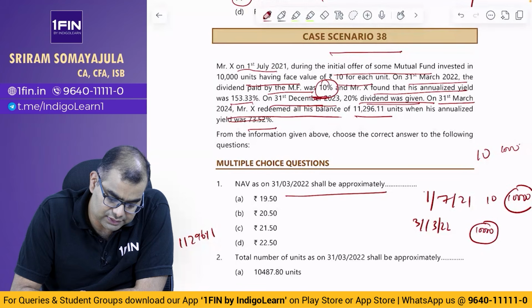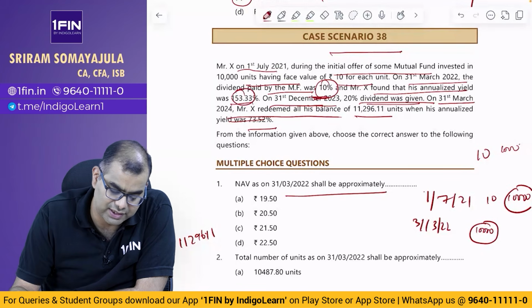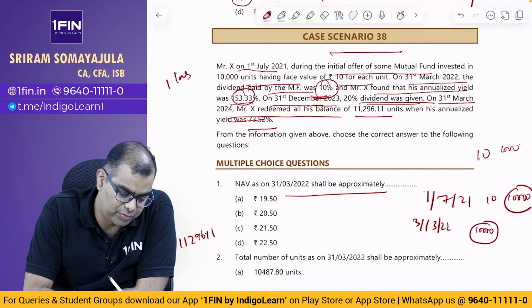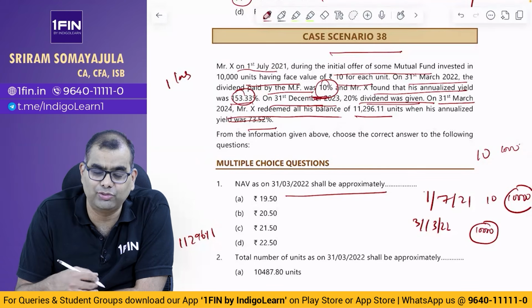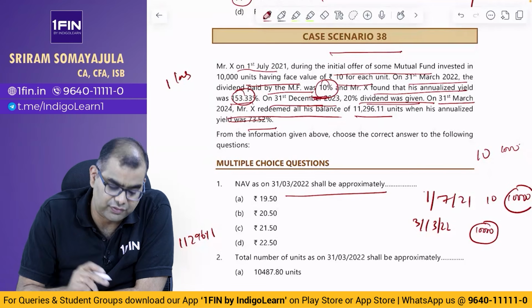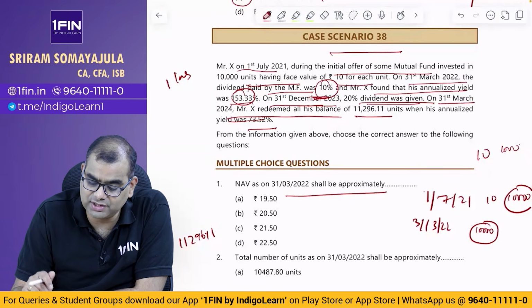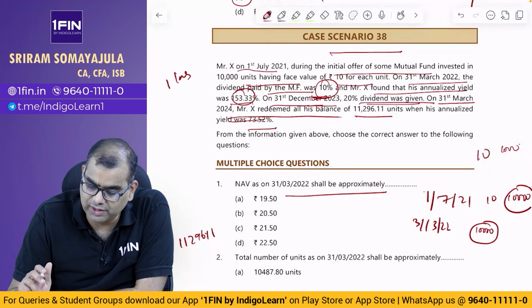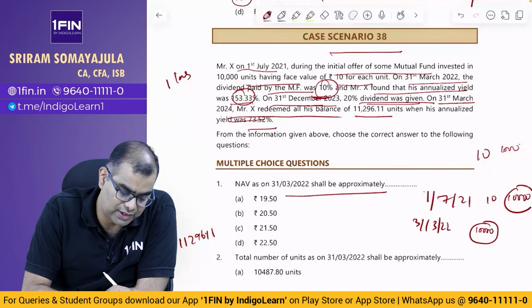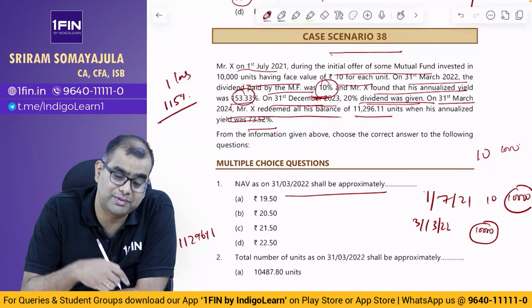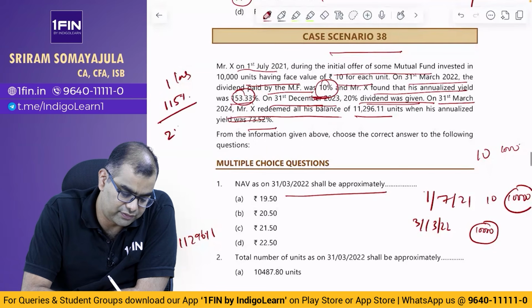And his annualized yield is 153.33. See, if you have invested 1 lakh and your annualized yield is 153.33, it basically means that over 1 year you earned 153.33%. But please note, you have invested on which date? 1st July. So that is only 9 months. So annualized is 153. So for 9 months, how much it is? 153.33 into 3/4. You get 115%. So the actual return is 115%. Absolute return. 115% is the return. So closing value is what? 2.15 lakhs.